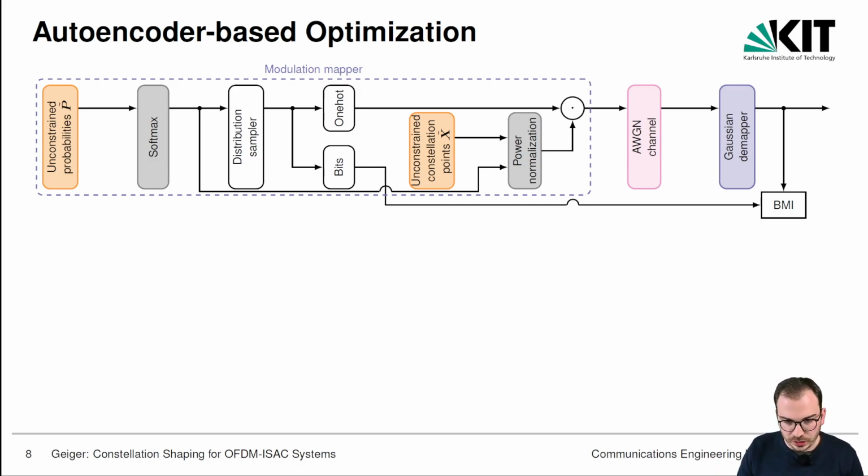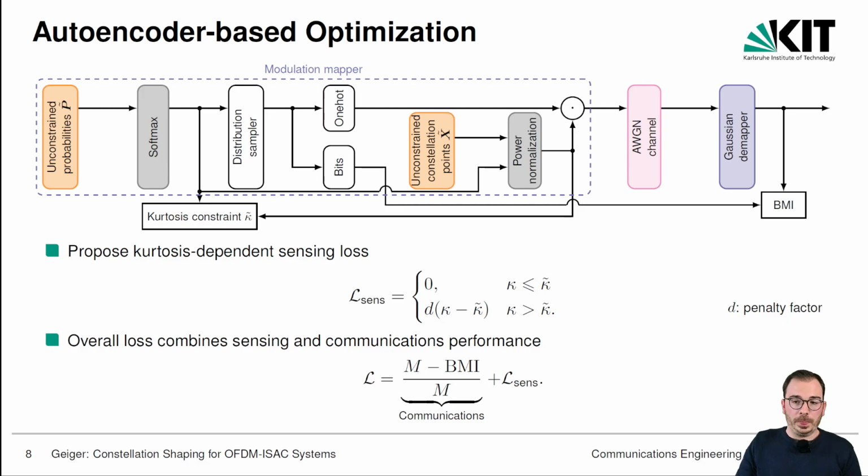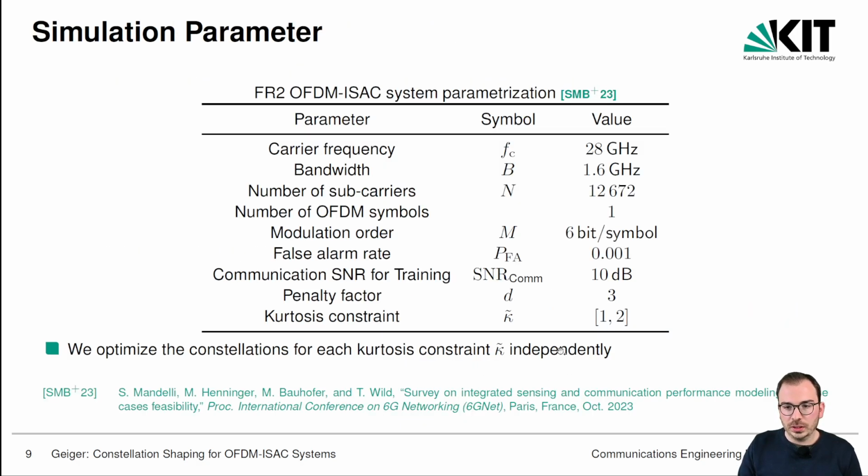and this is how we optimize our constellations, at least for communications only. So now, to include the sensing performance in our setup, we propose a novel loss function. And this loss function adds a penalty if this kurtosis constraint kappa tilde is violated. So then we end up with a loss function which comprises the communications performance and the sensing performance.